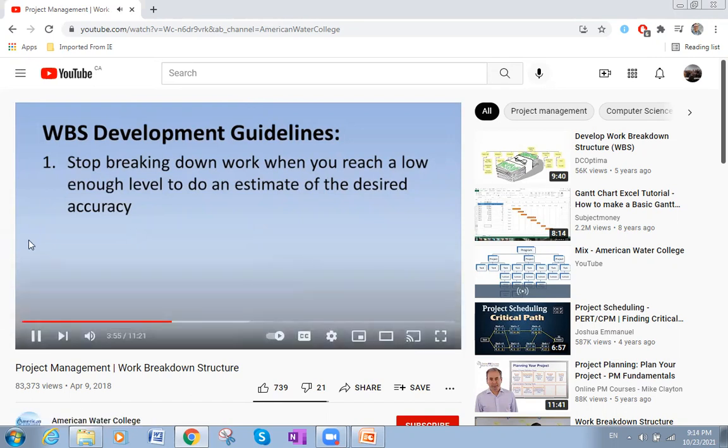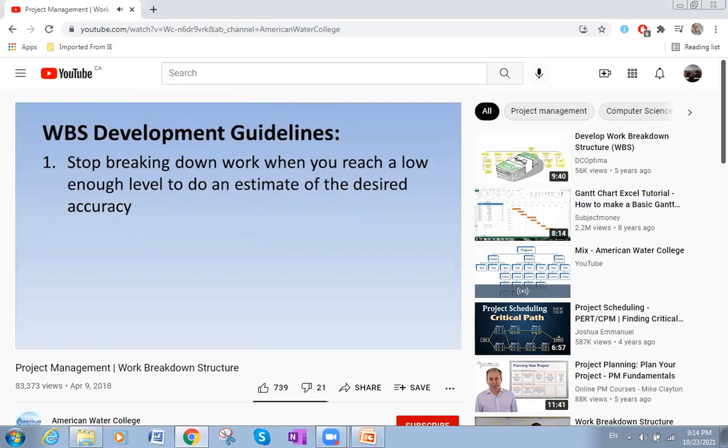So if your schedule is broken up into days of work, then you should break down your task to a level that involves one day of work. If you're scheduling by the hour, then stop your breakdown when the tasks are in an hourly range.